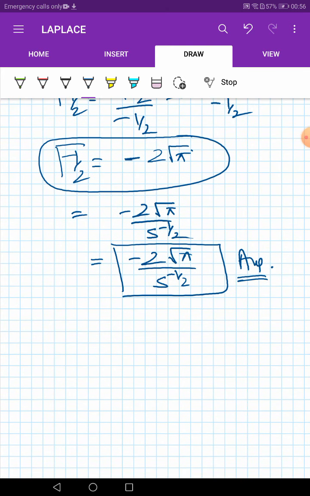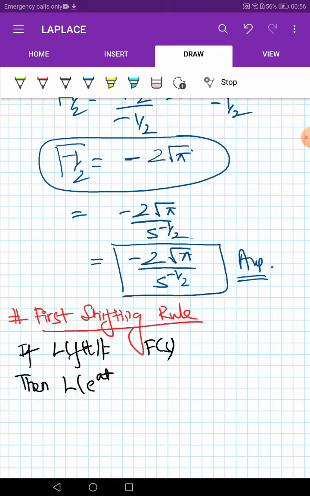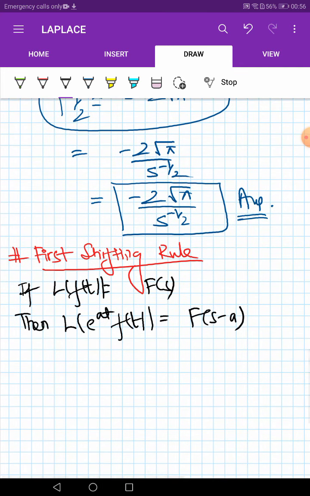Now let us see one more concept. It is called the first shifting rule. So what is the first shifting rule? If L of f of t is equal to F of s, then L of e power at f of t will be equal to F of s minus a. Okay, so this is the concept.